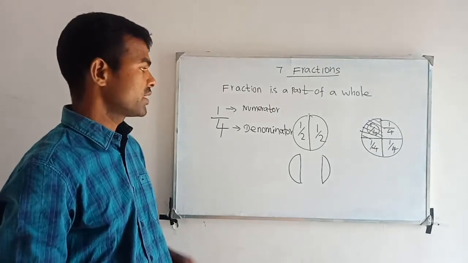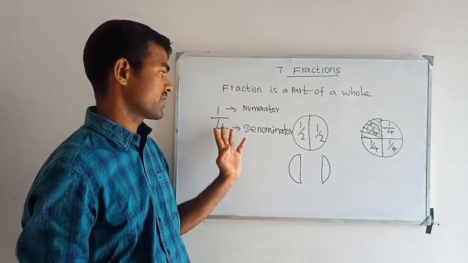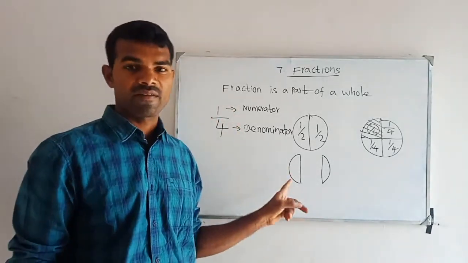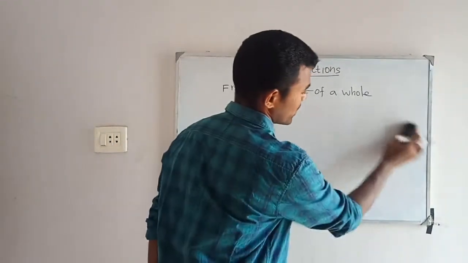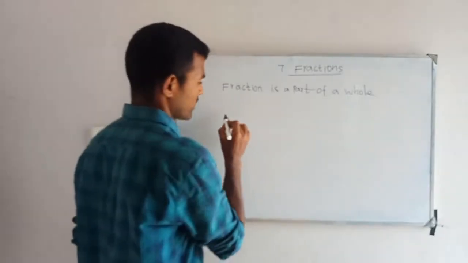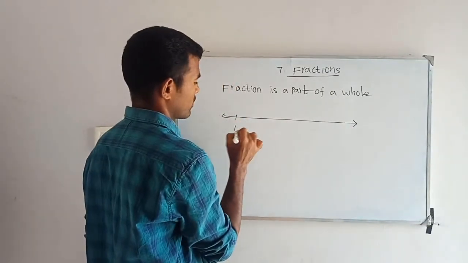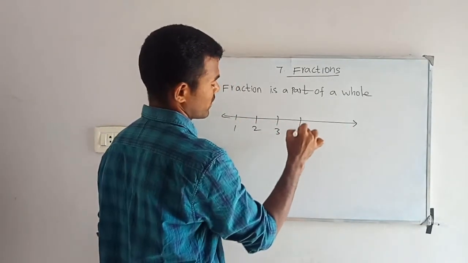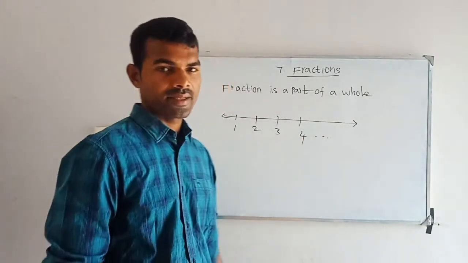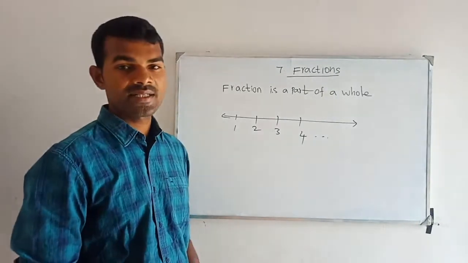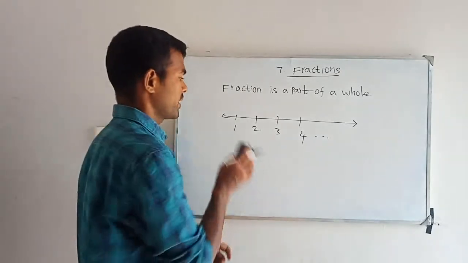So now this fraction is used everywhere. We are seeing the fraction everywhere, numerator and denominator everywhere we can see. So how to represent this fraction? We can see the number line, like 1, 2, 3, 4. Like this the number line continues. So how to write a fraction in a number line?